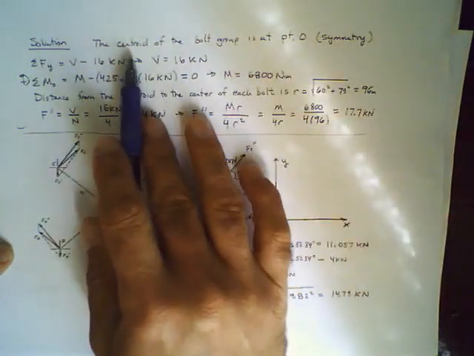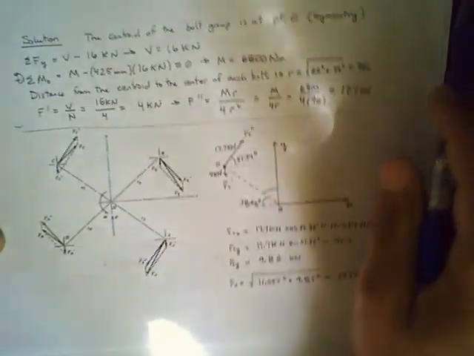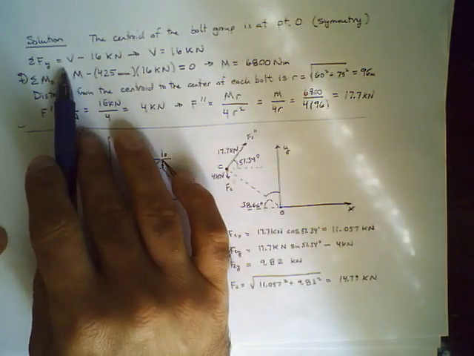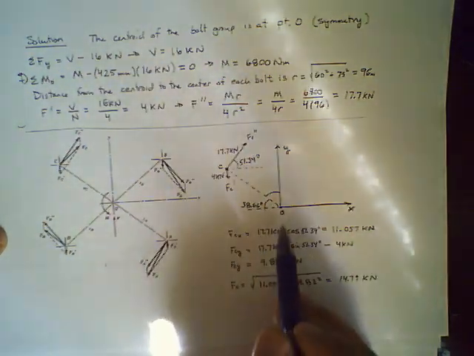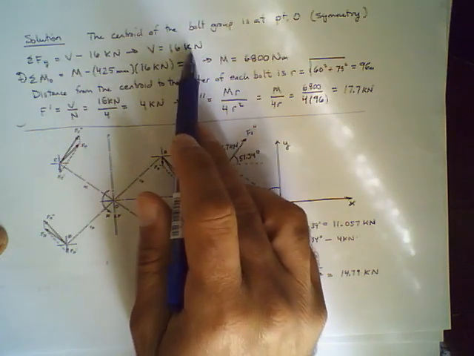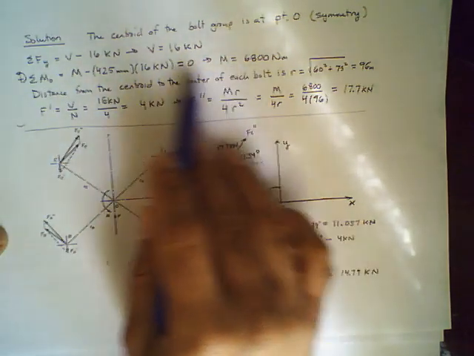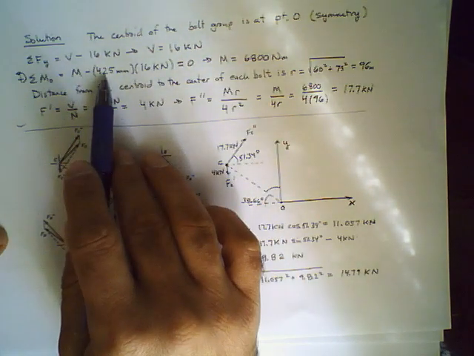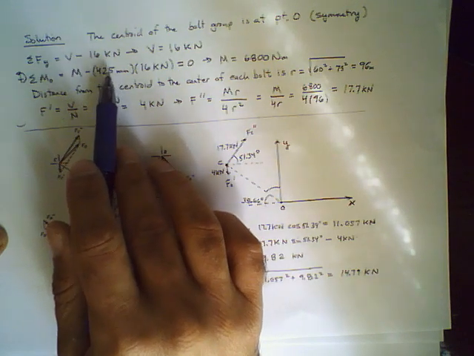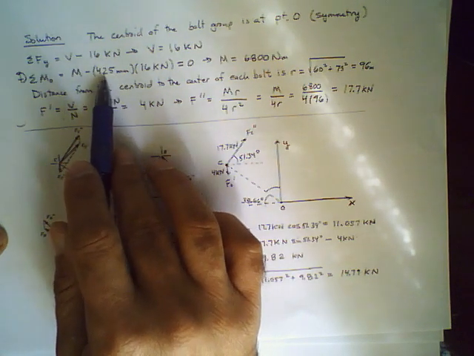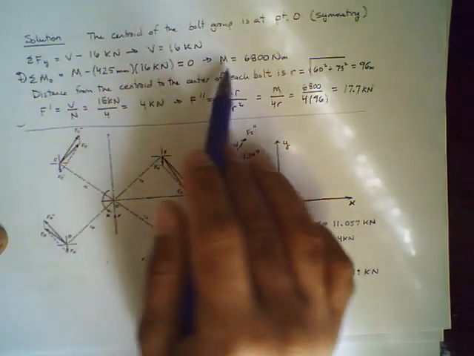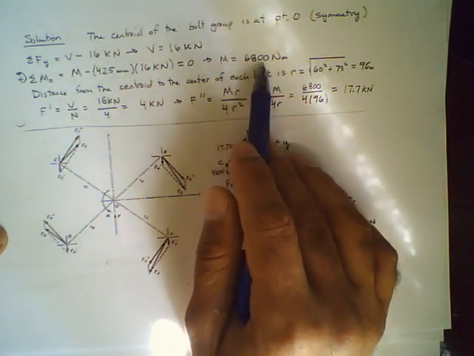Alright, so that is what I just did. The centroid of the bolt group is at point O because of the symmetry. Summing the forces in the y direction is obviously going to be equal to the force itself, which is 16 kilonewton. The moment is going to be equal to 16 kilonewton multiplied by that distance, which is 300 plus 50 plus 75, which is equal to 425 millimeters. So the moment is 6800 newton meters.